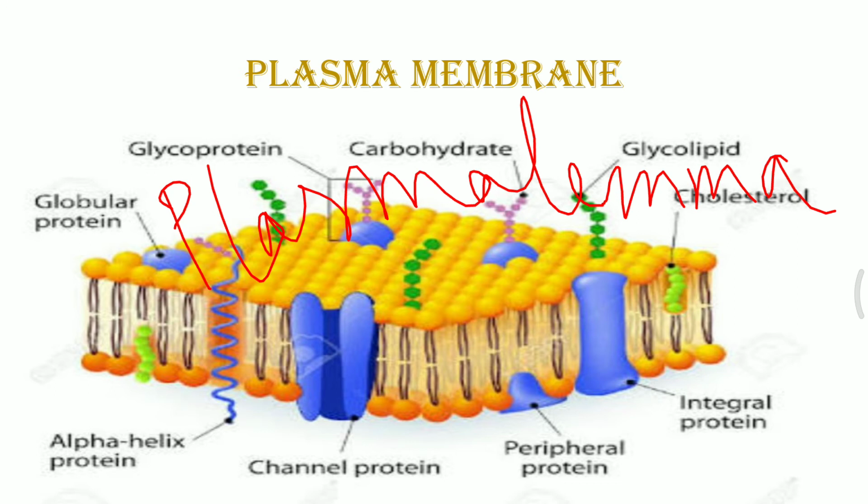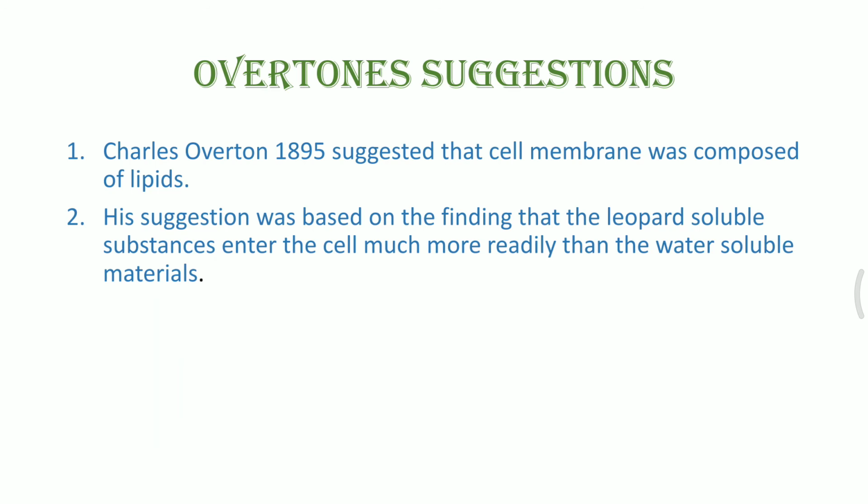Now, this entire idea of biomembrane or biological membrane came into existence first of all by Charles Overton in 1895. He suggested that the cell membrane was composed of lipids. What are lipids? They are fat containing molecules. This scientist understood that any substance which was having fat or lipid content within it could very easily enter inside a plasma membrane. But anything which was soluble in water used to take a lot of time to enter inside a cell, or at times did not enter at all.